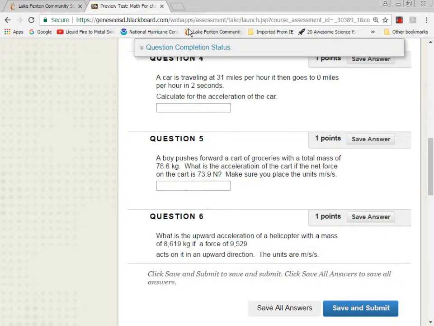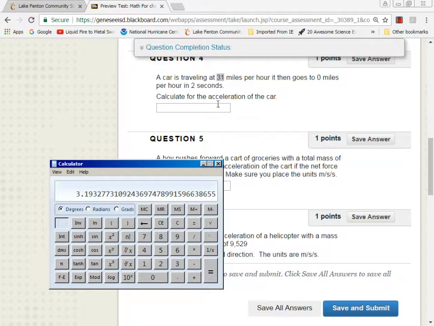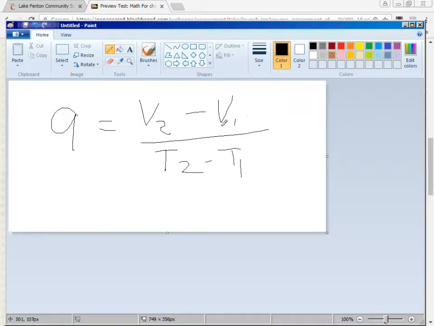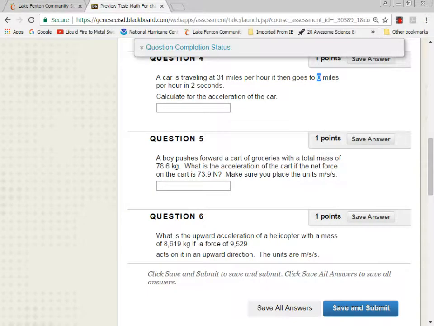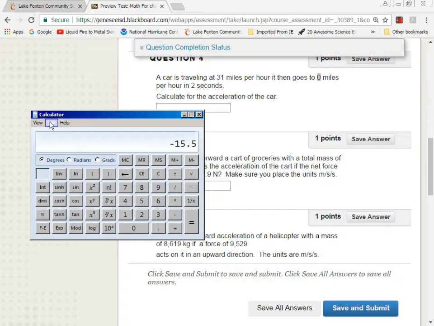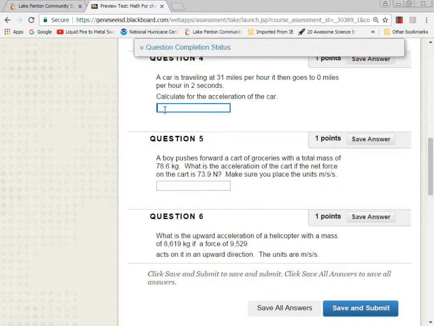Alright, here you've got 31, then it goes to 0. Here is your V2, and here is your V1. So on this one, you have a V2, which is 0, minus 31, but you don't really have a T1, you just got a T2. So all you really want to do is take 0 minus 31, divided by 2, and edit, copy. Alright? So there you've got a subtraction before your division.